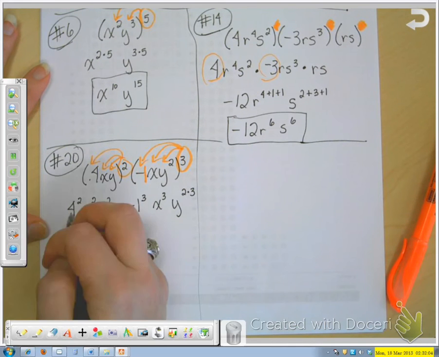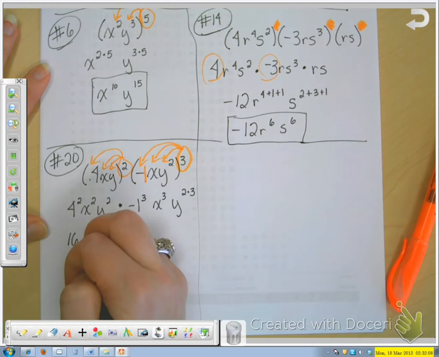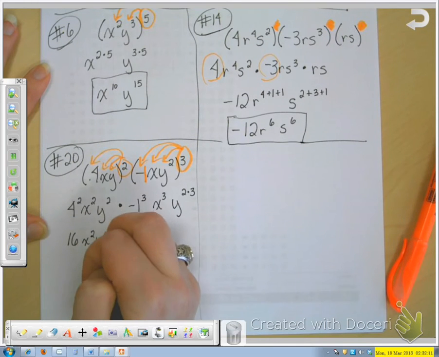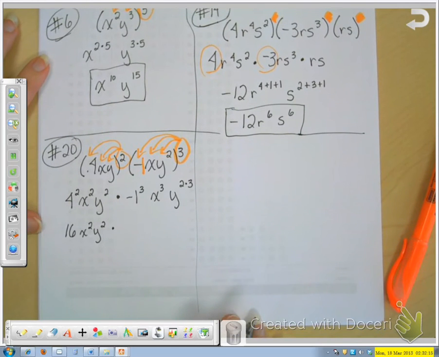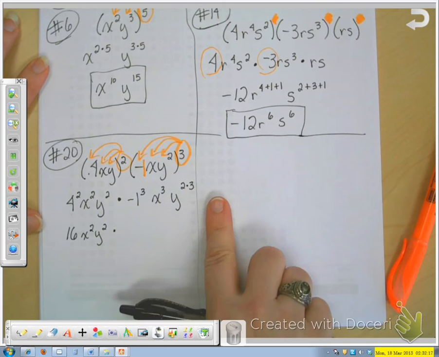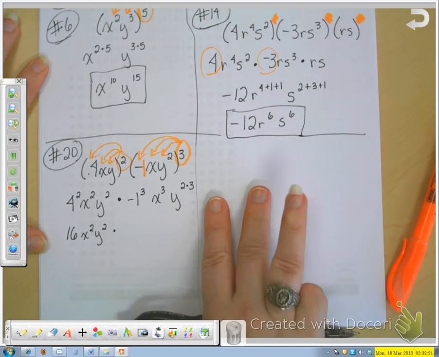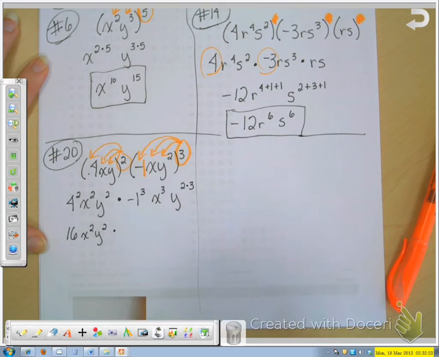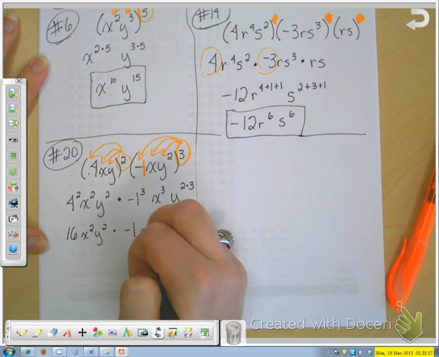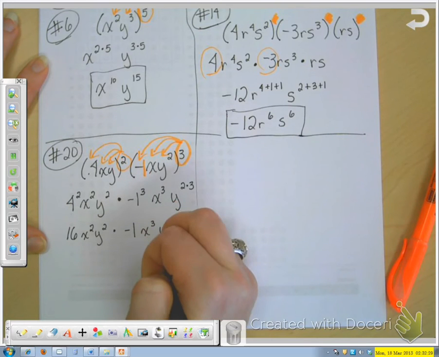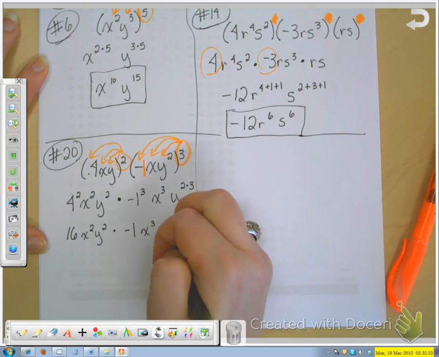So 4 squared is 16. I have an x squared, y squared. That part's easy. Now, negative 1 cubed. Got to think about this. So I have negative 1 times negative 1 times negative 1. So negative 1 times itself 3 times. That gives me a negative 1. Then I have an x cubed, y to the 2 times 3, which makes 6.